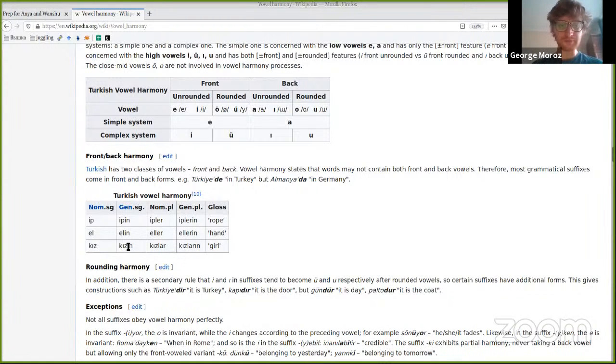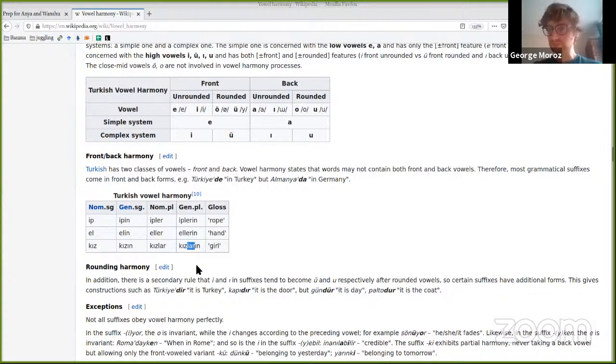But when we have a back vowel, then it becomes kuzlarun, and so on. So the vowel in these markers is governed by the vowel in the verb or in the root.